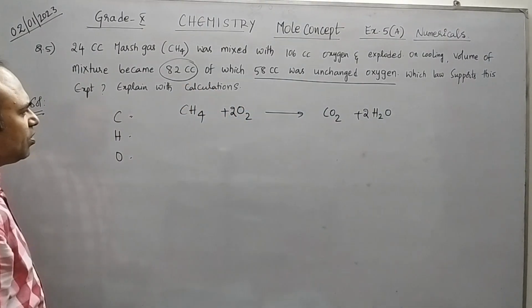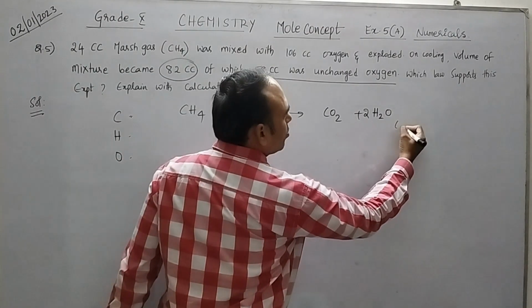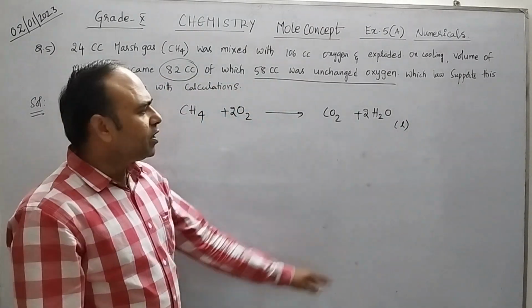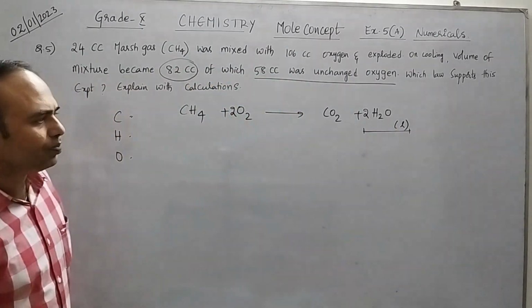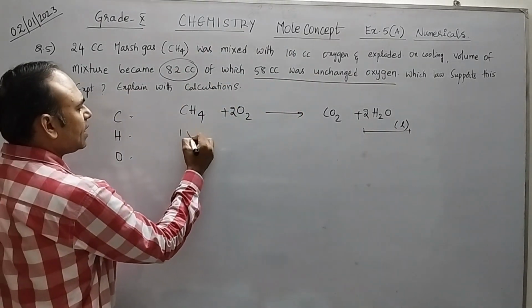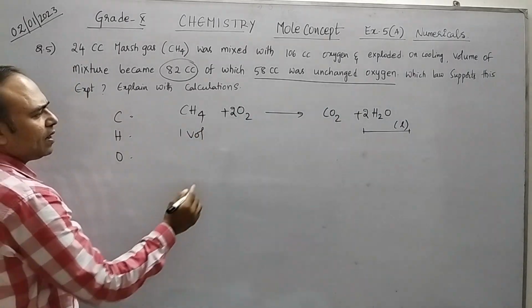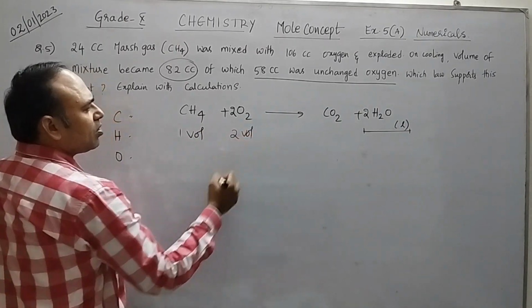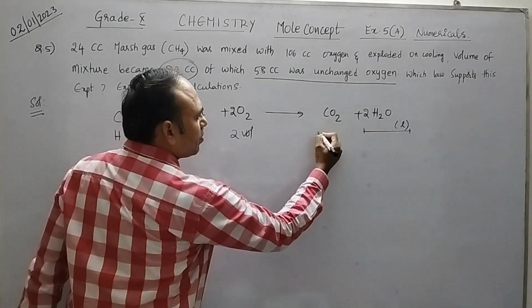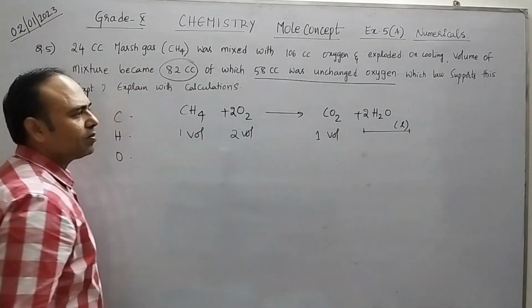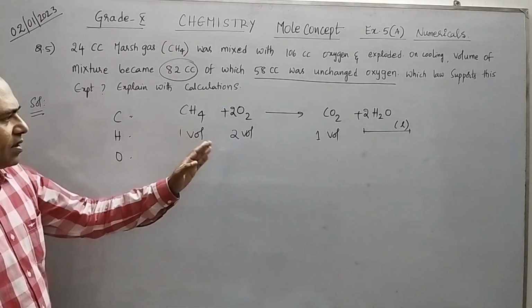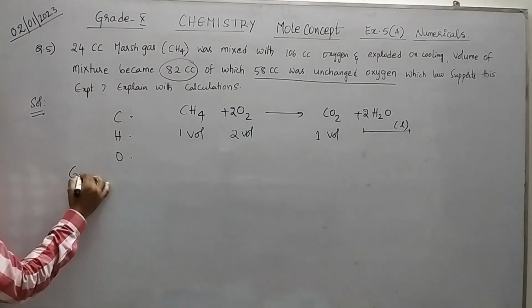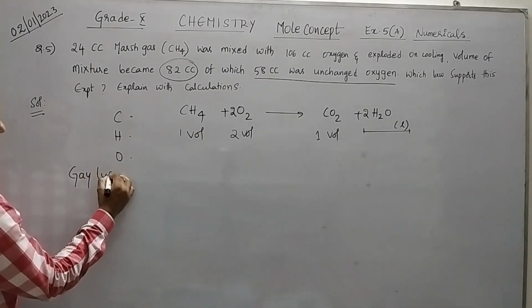Very simple. Now you understand that, according to the law, any liquid or solid we can ignore. So here water can be ignored, and what is left, we can take as 1 volume of methane combines with 2 volumes of oxygen and forms 1 volume of carbon dioxide. Very simple, you know that this is according to Gay-Lussac's law. So what is Gay-Lussac's law here?